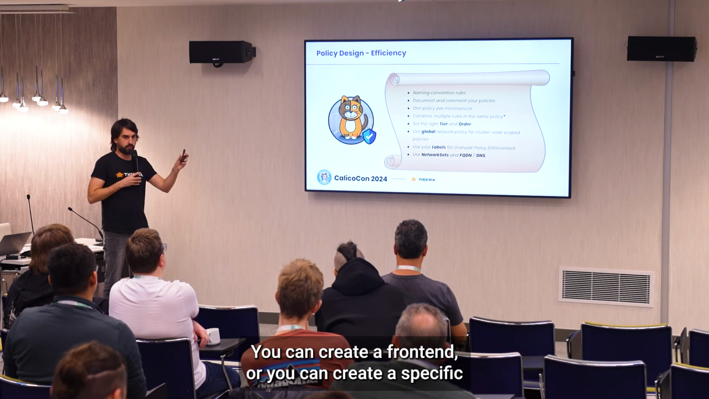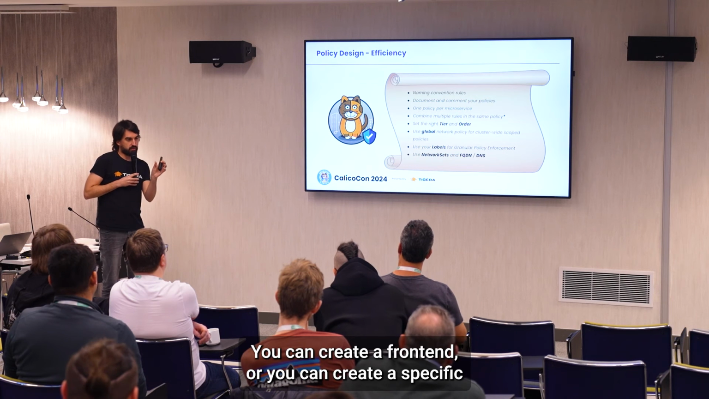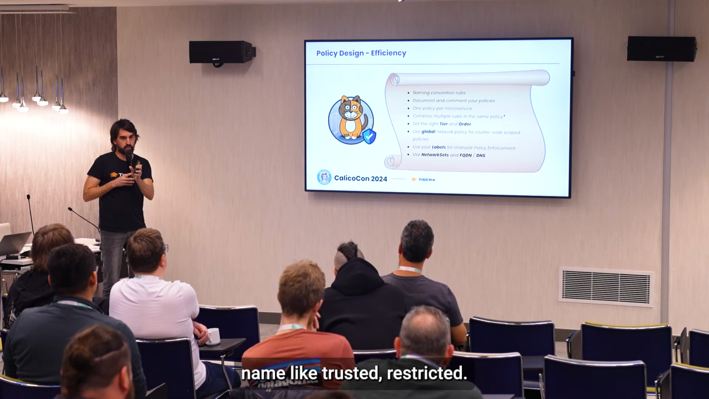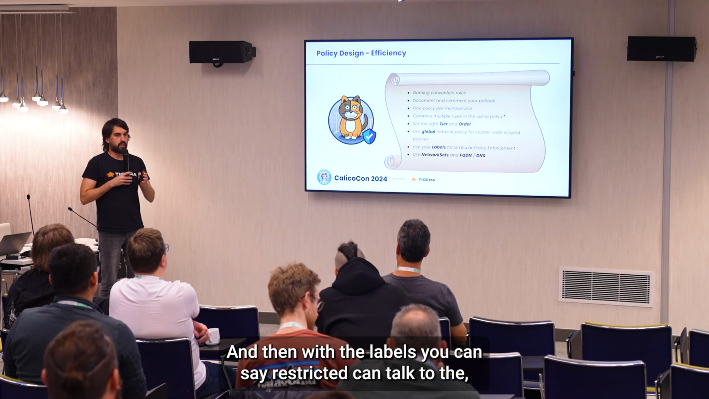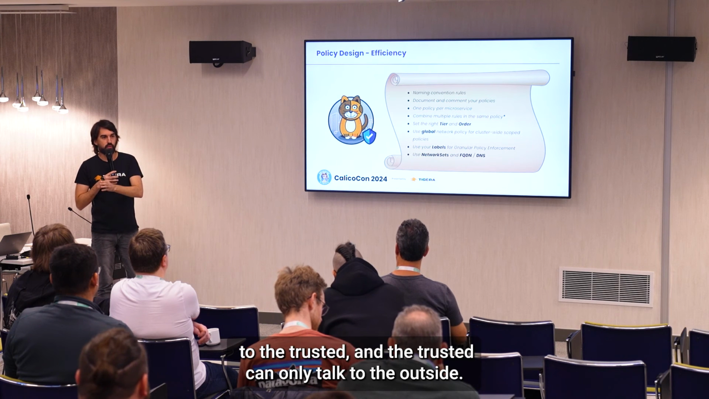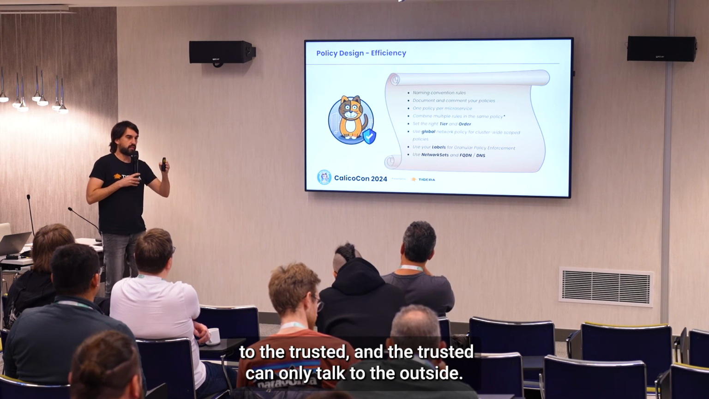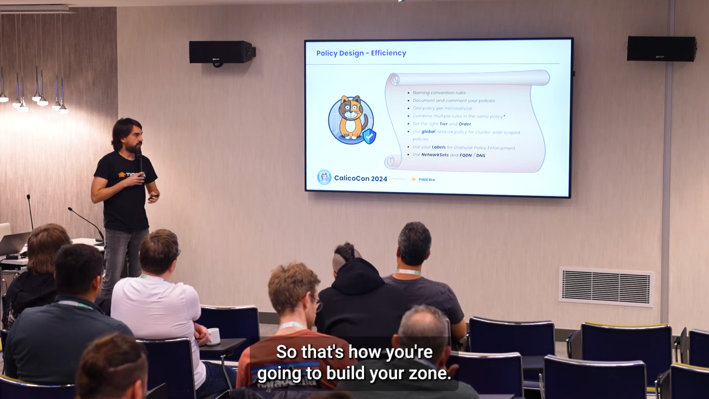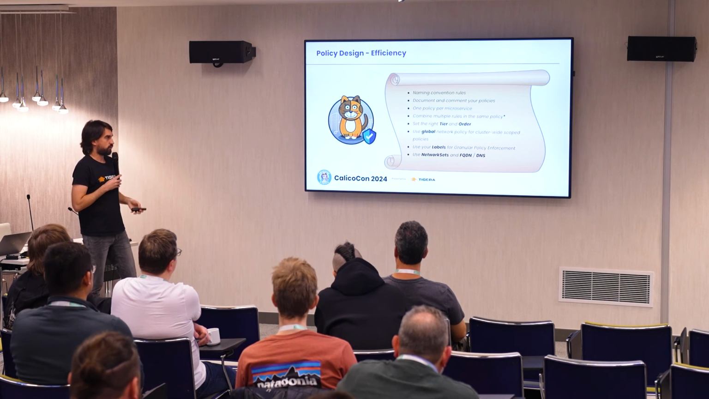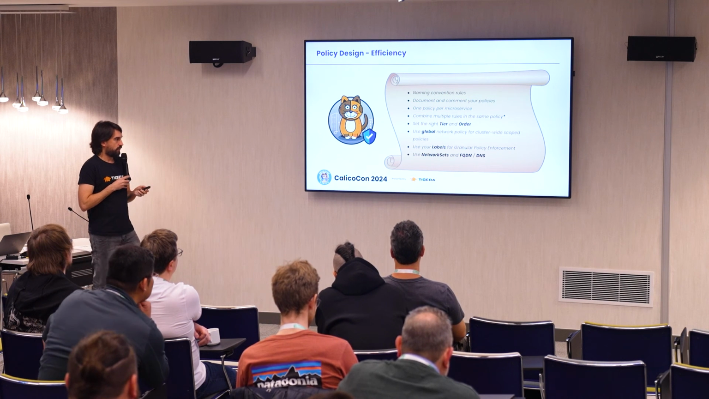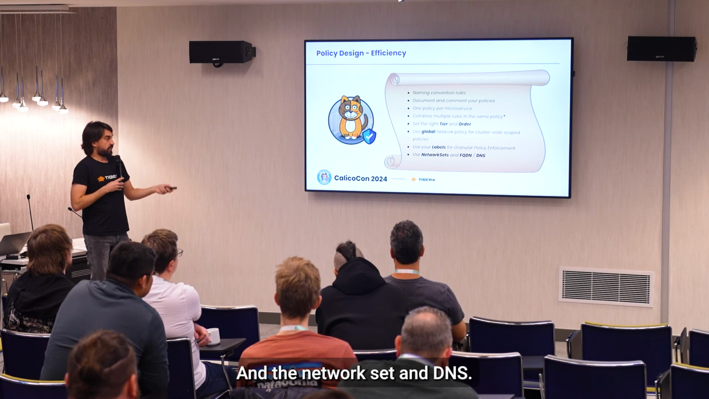You can create a front end, or you can create a specific name like trusted, restricted. And then with the labels, you can say restricted can talk to the trusted, and the trusted can only talk to the outside. So that's how you're going to build your zone. It's the labels. And the network set and DNS.